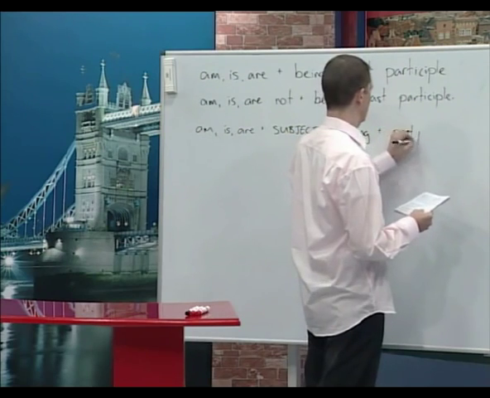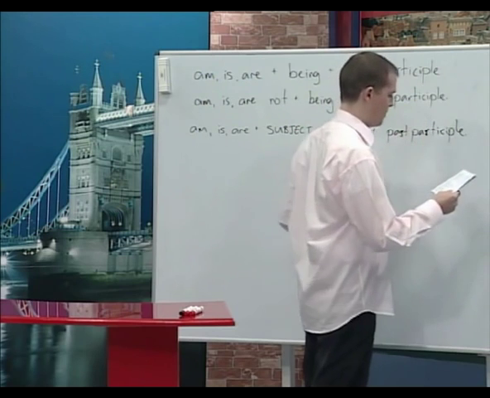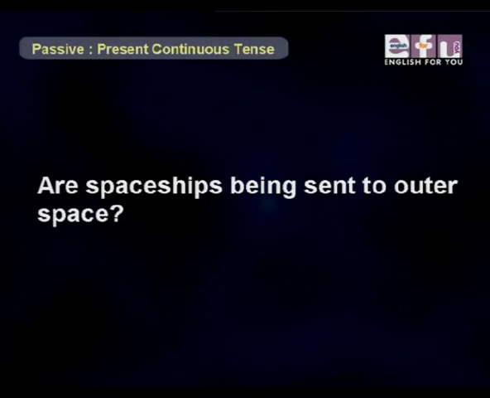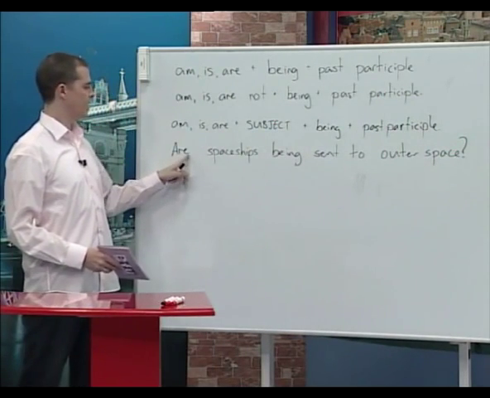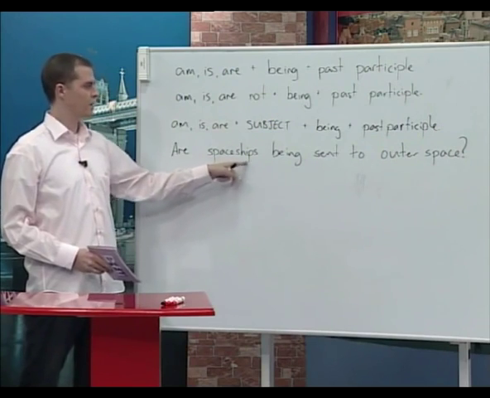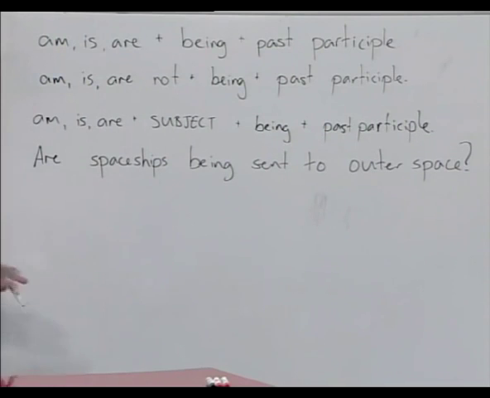Past participle. Okay. For example, are spaceships being sent to outer space? We can see we have the am, is, are, subject, spaceships, being, past participle, sent. Are spaceships being sent to outer space?